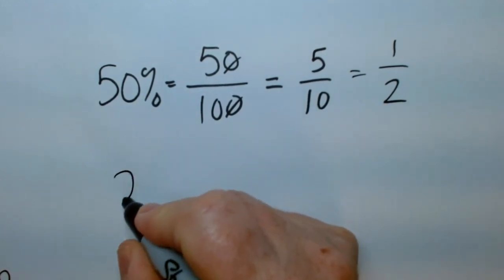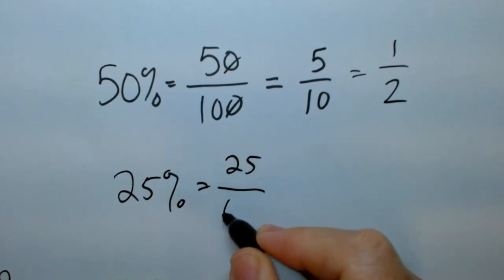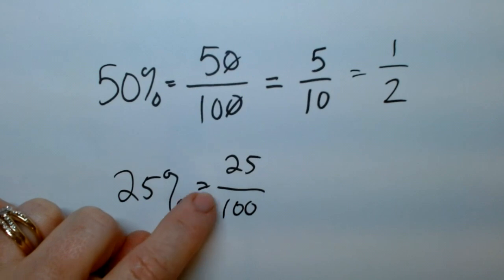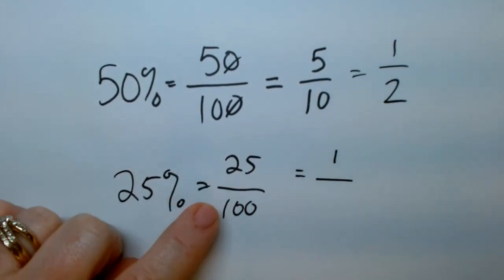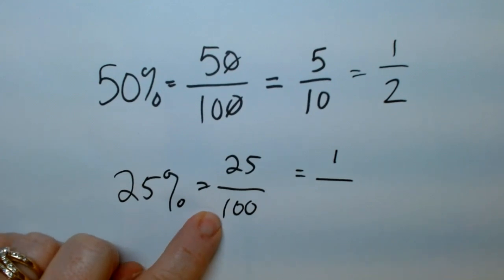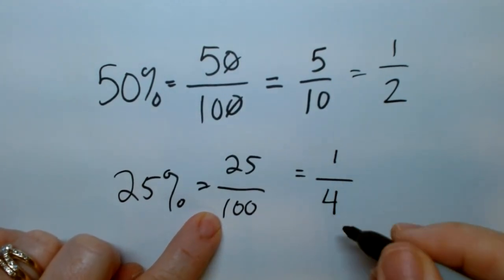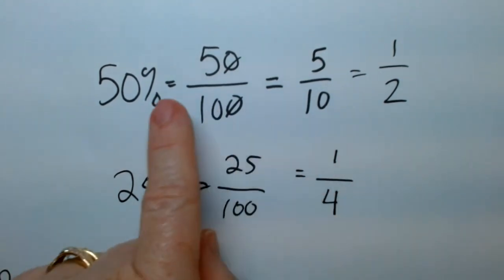Let's do it for 25%. 25% is 25 over 100. Can you divide the top and the bottom by 25? 25 divided by 25, that's pretty easy, right? That's 1. How about 100? How many quarters in a dollar? That's why they call them quarters, right? 1 quarter. So 25% is 1 quarter, and 1/2 is 50%.